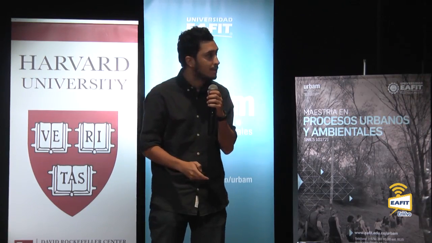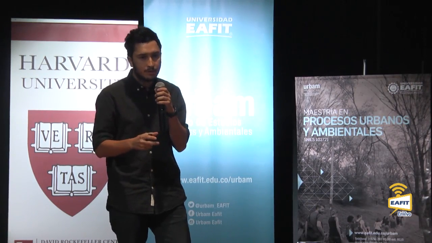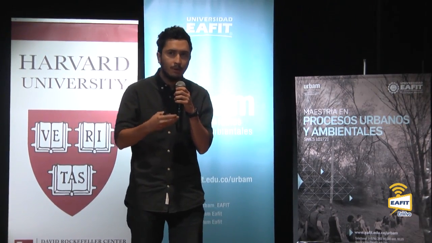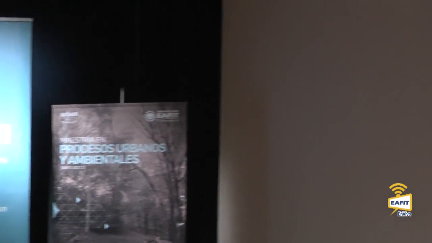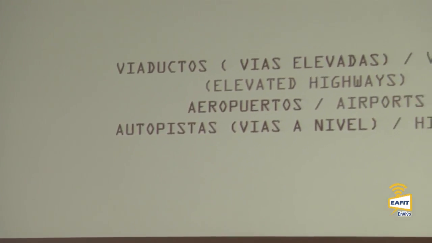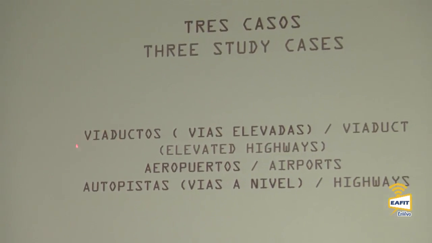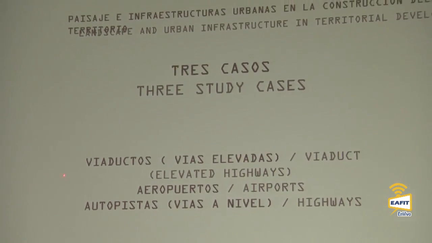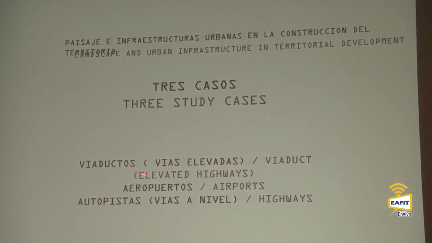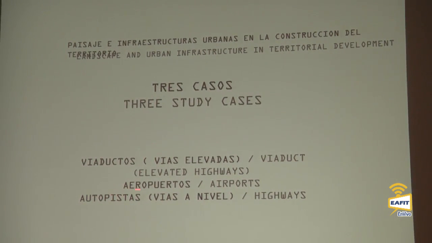And with this we can define three very interesting points. These are the three case studies that I want to show you today, which share the analysis we have been generating throughout the last 5 years. And what does it have to do with? It has to do with the relationship between architecture and infrastructure through landscape. The three projects are water ducts, highways and airports.